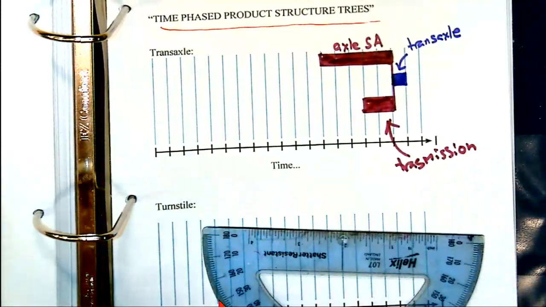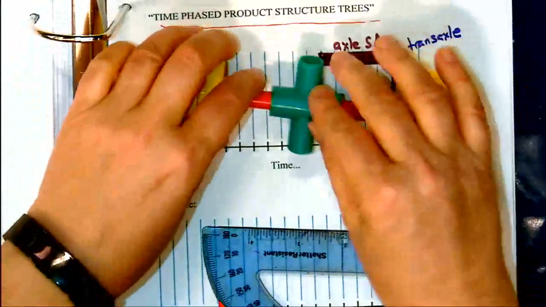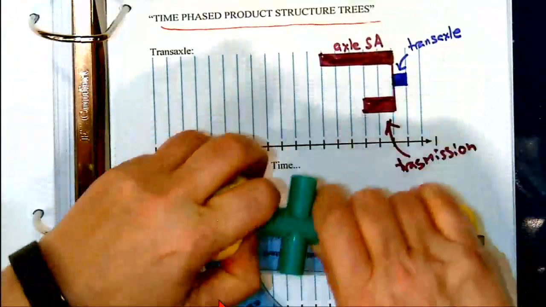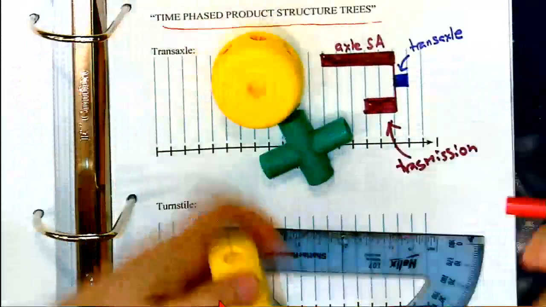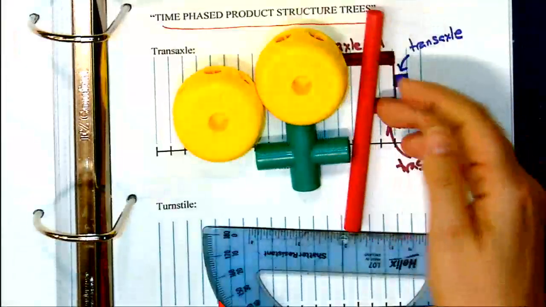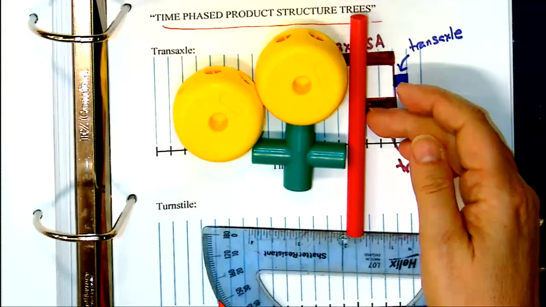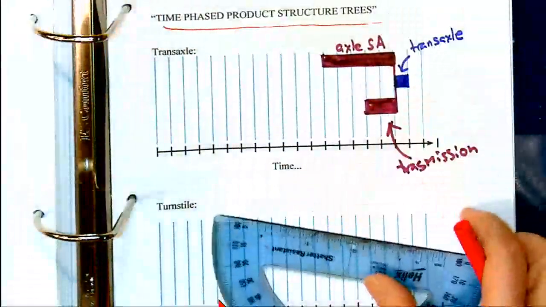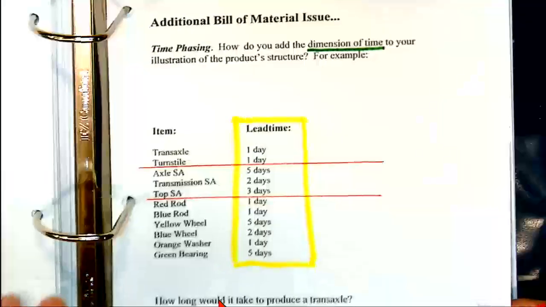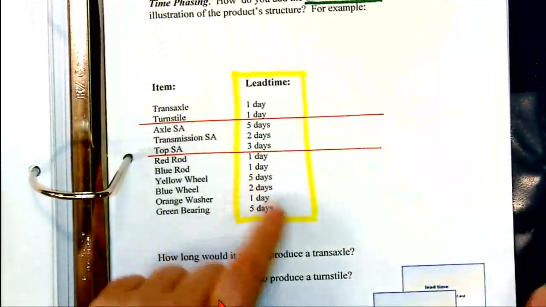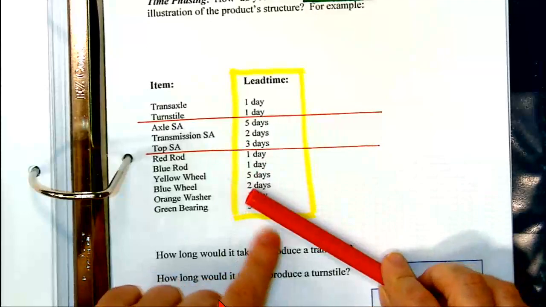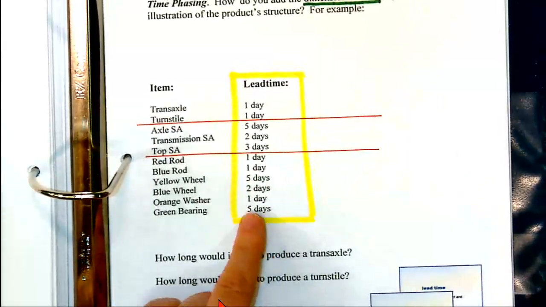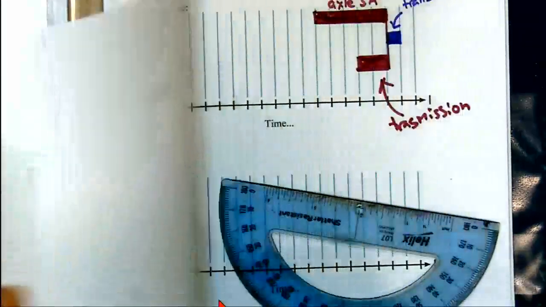Okay, now, wait a minute. With the axle subassembly, we're again rehearsing those assumptions. It won't be 5 days unless this stuff is already sitting there at the beginning. And there were different lead times for each of these. Let's see, red rod, that's that one, 1 day. Yellow wheel, we've got to keep an eye on that. Yellow wheel, 5 days, and green bearing, 5 days.